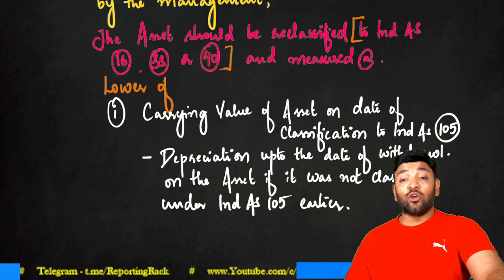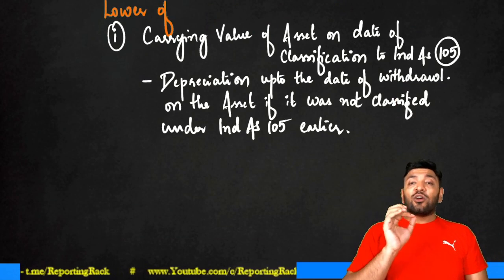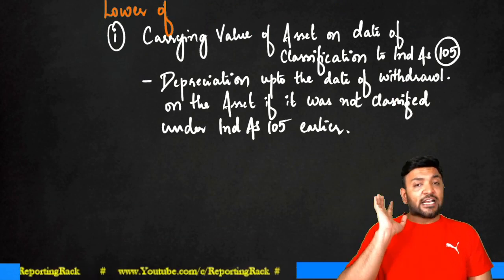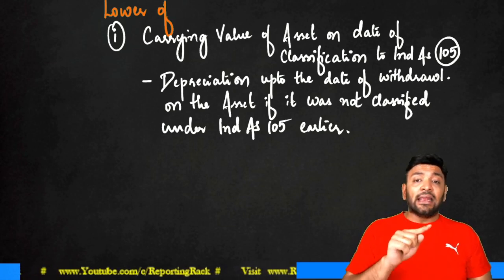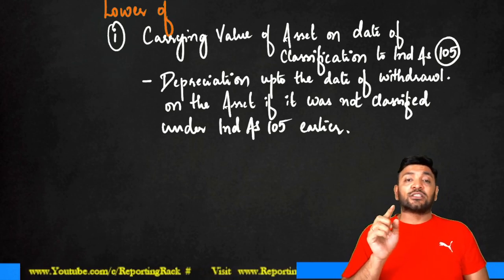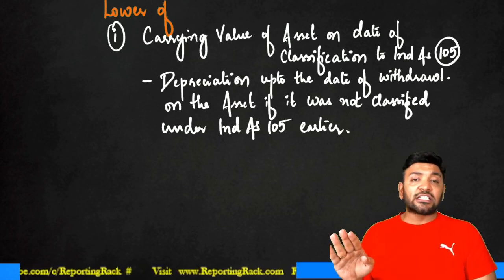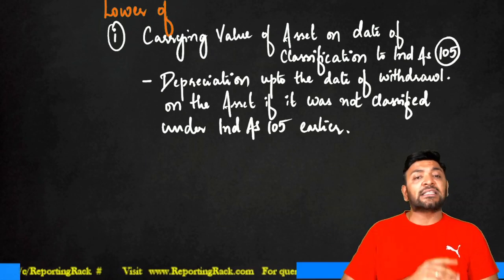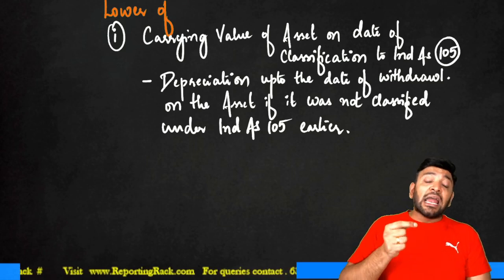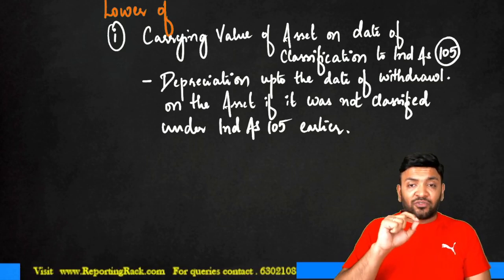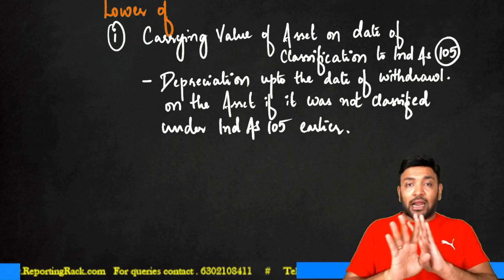I will talk about what is the lower of second part also, but first part understand carefully. The carrying value of the asset on the date of classification to IND AS 105. Up to that date, I charge depreciation. But subsequent to that date, after it got classified into IND AS 105, the depreciation or amortization on the asset should cease. No longer you are charging depreciation and amortization on that particular asset. Correct? But when you are withdrawing from the plan of disposal, I will try to reduce the carrying value on the date of classification to IND AS 105 with the amount of depreciation that would have been charged. I did not charge.